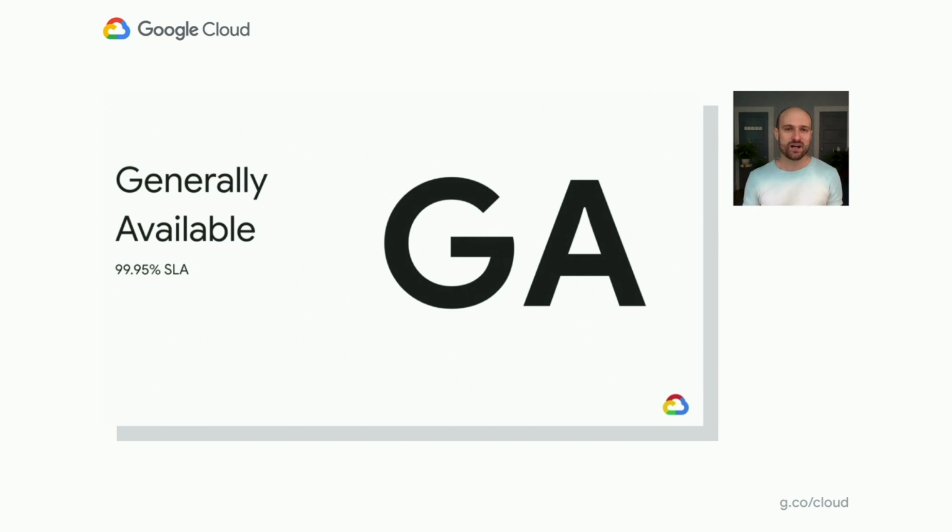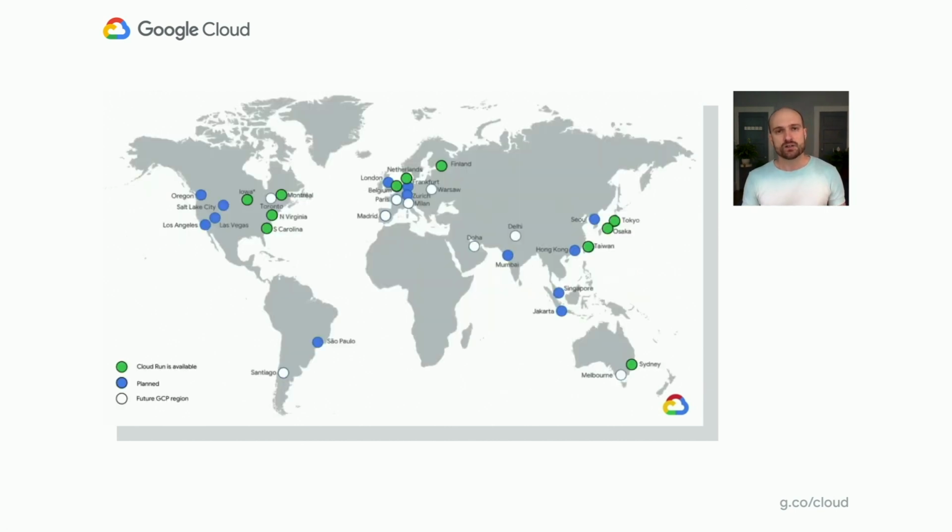Then we've been very hard at work to turn on Cloud Run in many different regions all over the world. What you see on that map are the green dots, where Cloud Run is available today, and the blue dots, where we plan to open Cloud Run by the end of the year. As you've seen, we now cover all continents, and we are hard at work turning up even more regions very soon.